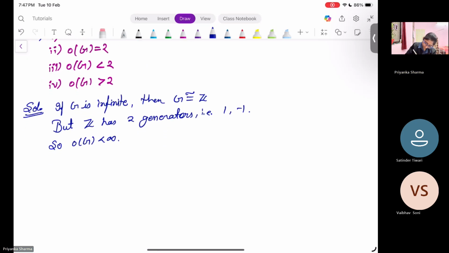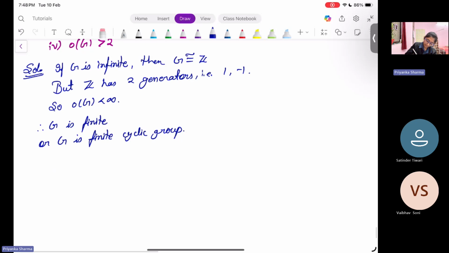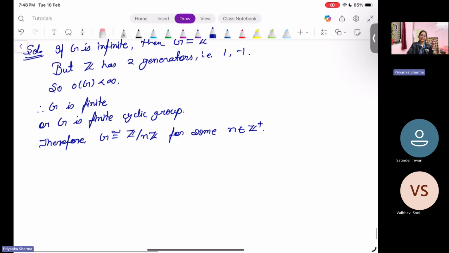Now, if G is not infinite, then G is finite and G has some generator. So G is a finite cyclic group. So we can say G is isomorphic to Z over nZ for some n belonging to Z plus, right?